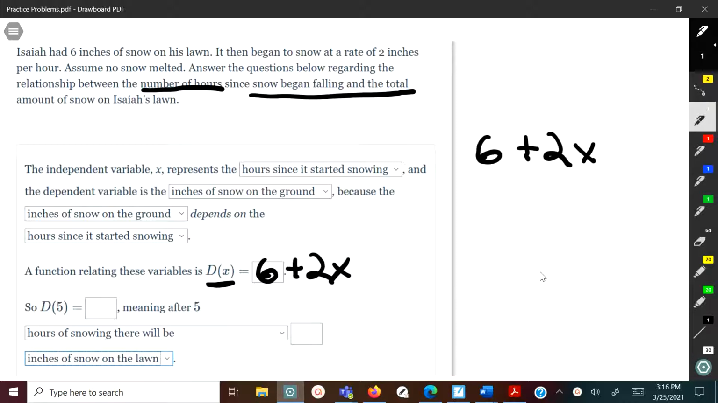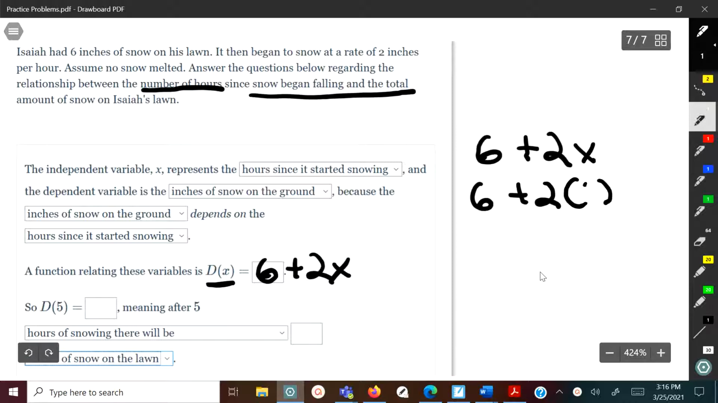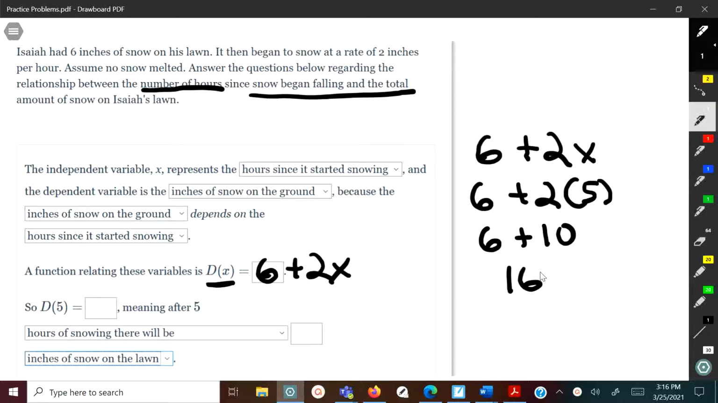That's the function. Now they give us D of 5. Well, what does that mean? They don't tell you it's hours, but since we already determined that the X is hours, it's 5 hours. So if we plug in 5 hours here, what will we get? Okay, so 5 times 2 would be 10. 6 plus 10 is 16. So D of 5 is equal to 16. So if we plug in the hours of snow, after 5 hours of snow, there will be 16 inches of snow on the ground.